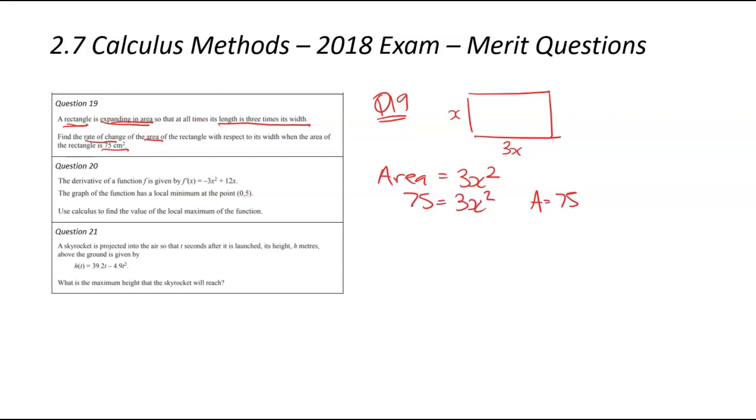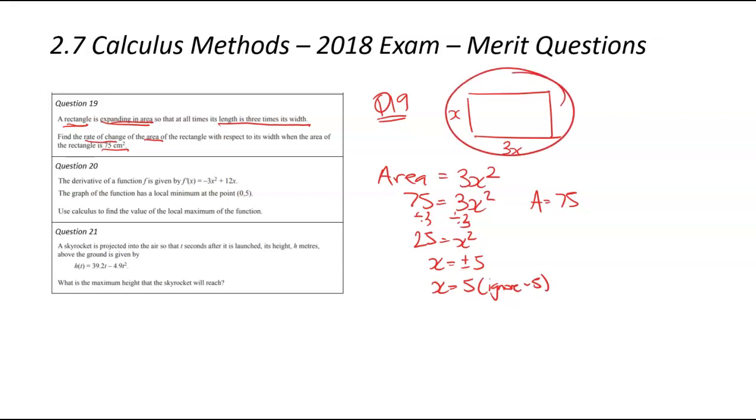3x squared. So we're then going to divide by 3, divide by 3. 25 is equal to x squared. X will be equal to plus or minus 5. X will be equal to positive 5 only. We're ignoring negative 5 because you can't have a negative measurement. So we're interested in this particular shape, which has an area of 75 centimeters squared when x is equal to 5. We now need to differentiate this.